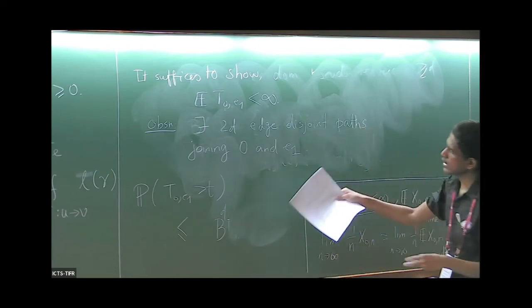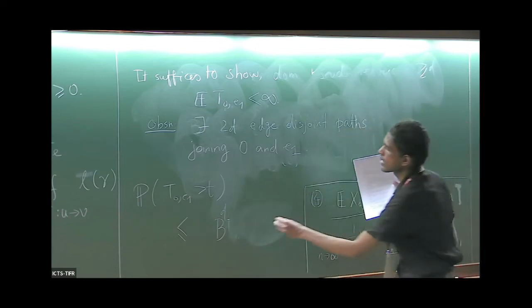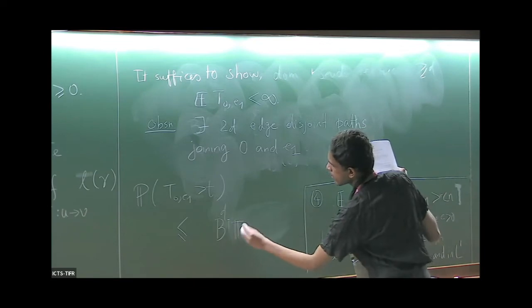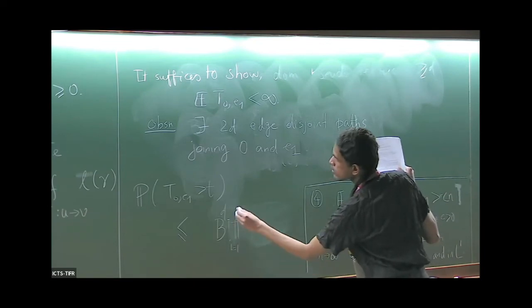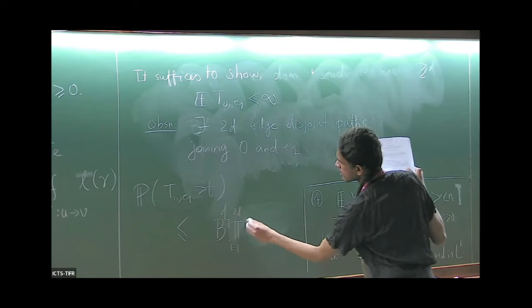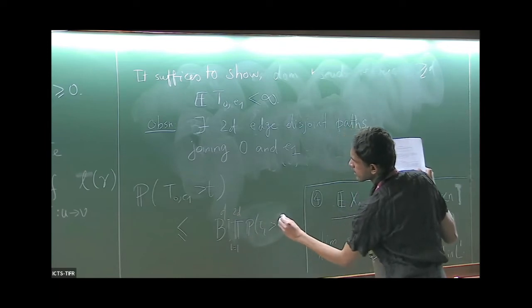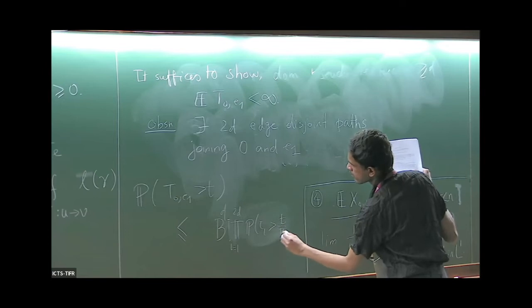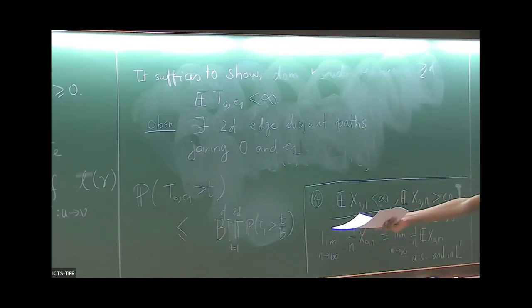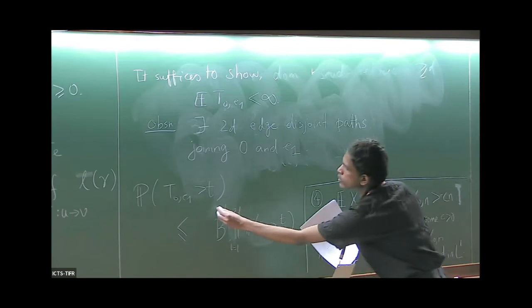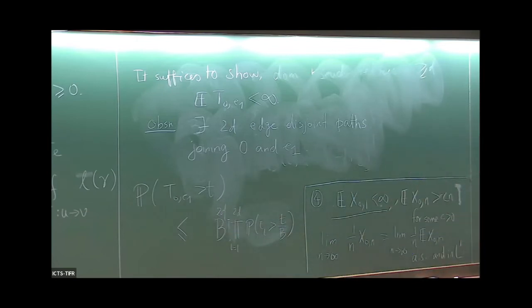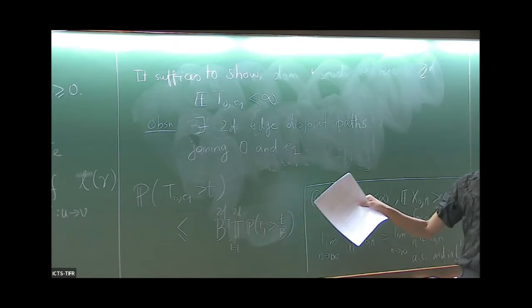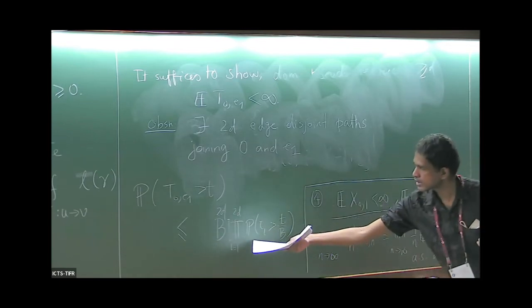So what I have is b times the probability that the product over i equal to 1 to 2d, tau i is bigger than t over b. So it's b to the 2d here. Each of these 2d edge disjoint paths must have at least one edge whose weight is bigger than t over b. So the probability of that event is simply b times this.